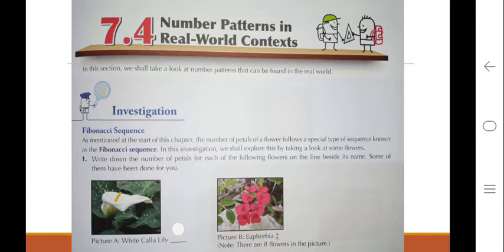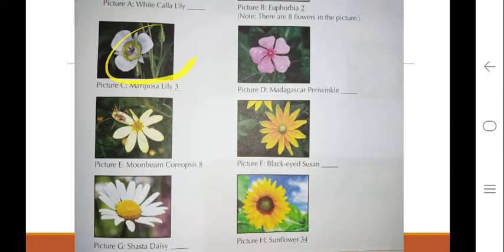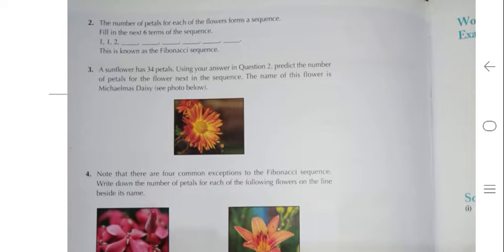Okay. For picture A, obviously the number of petals is 1, right? 1. This one is 2. 3. This is 5. 8. How many is this? 1, 2, 3, 4, 5, 6, 7, 8, 9, 10, 11, 12. Wait, what's again? 1, 2, 3, 4, 5, 6, 7, 8, 9, 10, 11, 12, 13. How many is this? Let's skip this. This one 34.